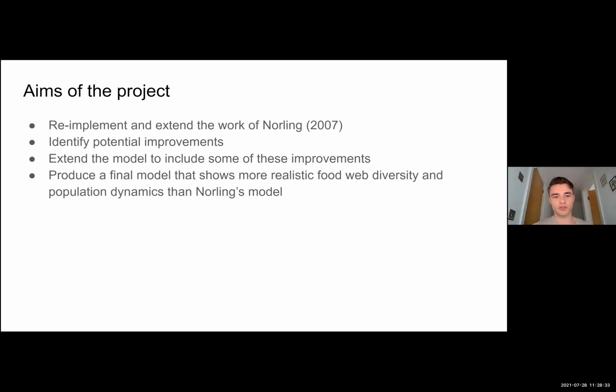So the aims of this project. First of all, this project was based on some work of my supervisor for the dissertation, Emma Norling, who created a simple agent-based model for this purpose in 2007. So the first aim is to re-implement that work using more modern frameworks, then to identify potential improvements, extend the model to include these potential improvements, and finally produce a model that shows more realistic food web diversity and more realistic population dynamics than Emma's model did in 2007.